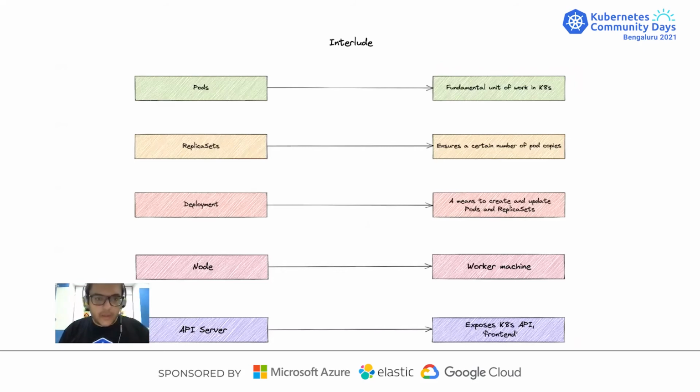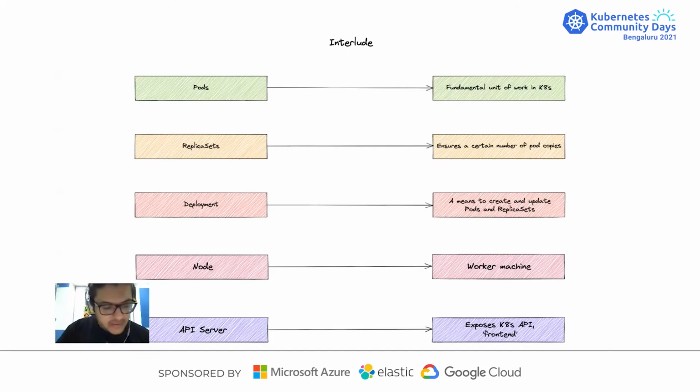So before we start, just a quick interlude. Pods in Kubernetes can be thought of as the fundamental unit of work. If you want to run something in Kubernetes, you create a pod. A pod, at its core, is just a set of containers. A replica set, on the other hand, ensures that a certain number of copies of those pods are running at all times. So in our demo, we said that we want 2 of these containers running. In Kubernetes, you say create a replica set that ensures I have 2 pods running at all times. A deployment is just a means to create and update pods and replica sets.